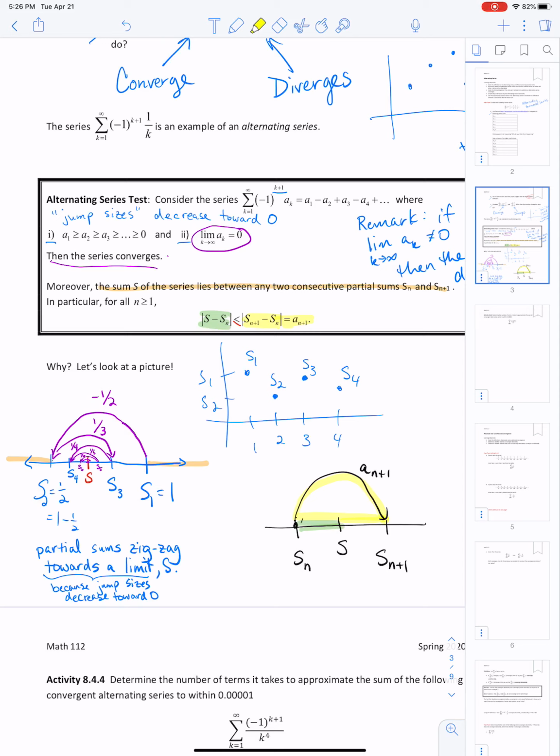So the second part of this is just coming from exactly that observation that we made in the process of thinking about why the alternating series test works. What this allows us to do is say that the difference from any partial sum to the limit is at most the size of the next term in the series.